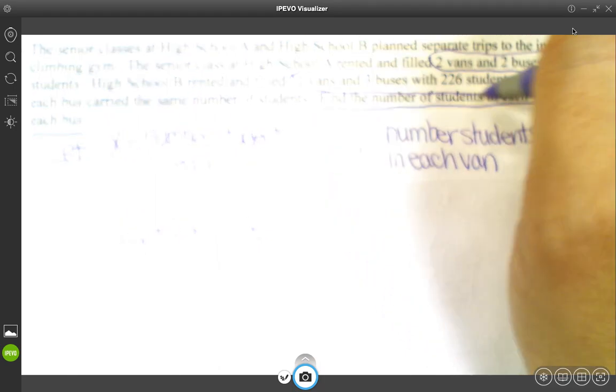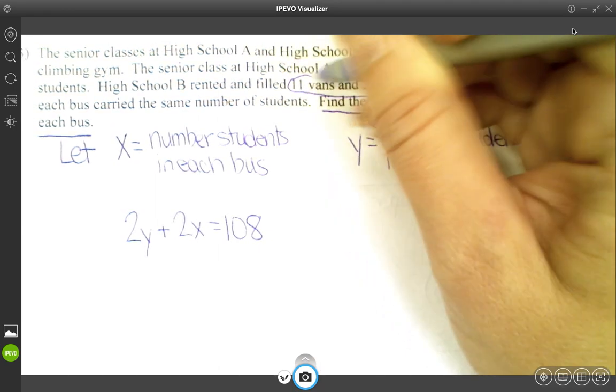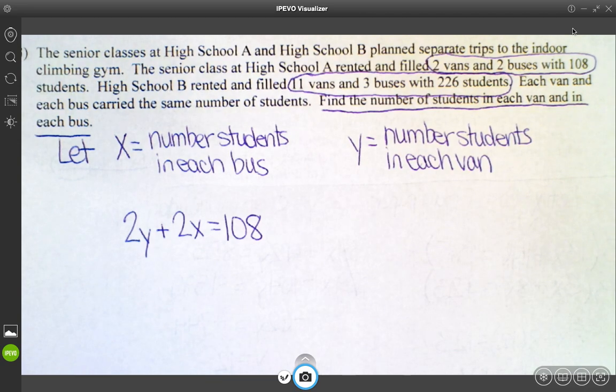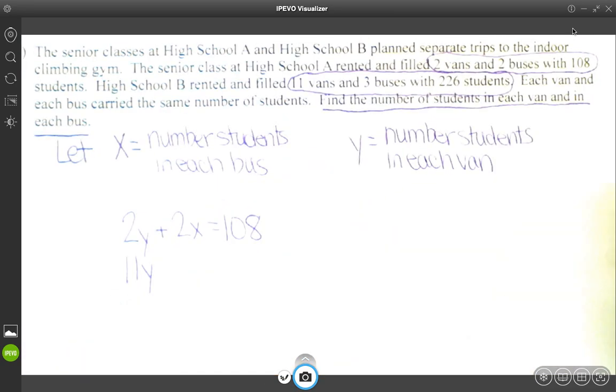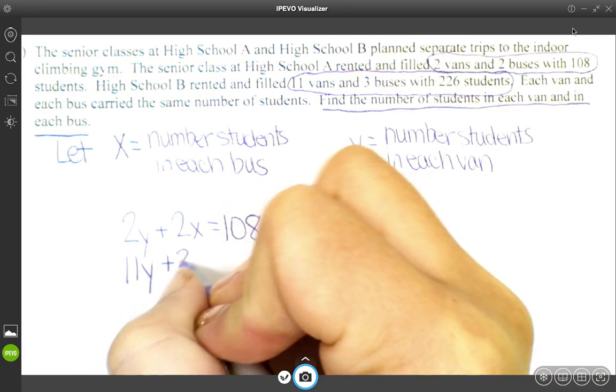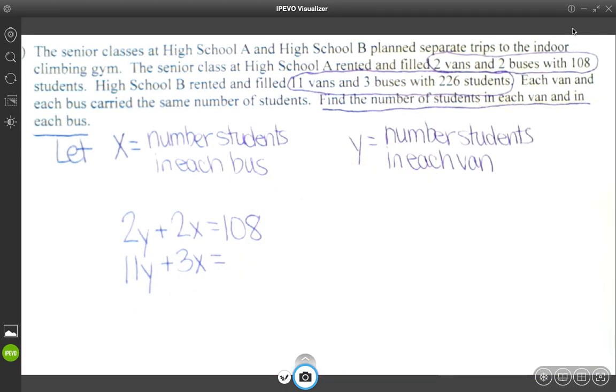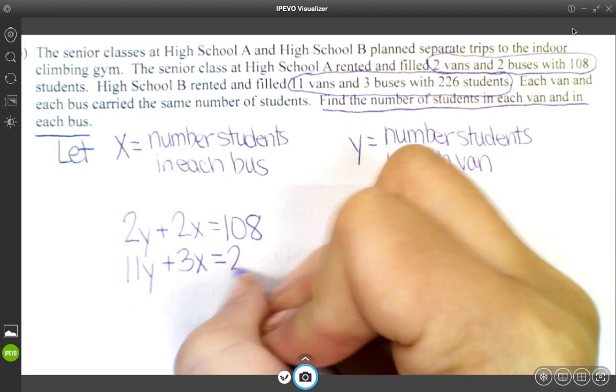Now for High School B, we have a second equation. 11 vans, 3 buses with 226 students. How do we write 11 vans? 11Y. And 3 buses, 3X. And 226 students.